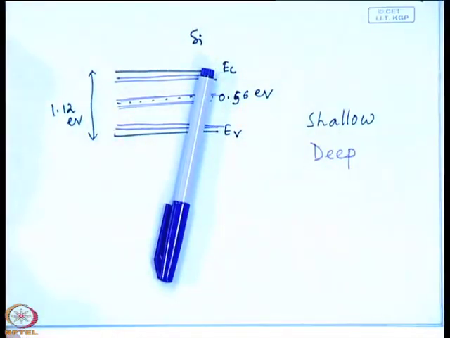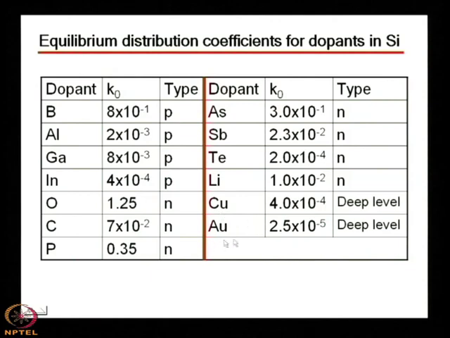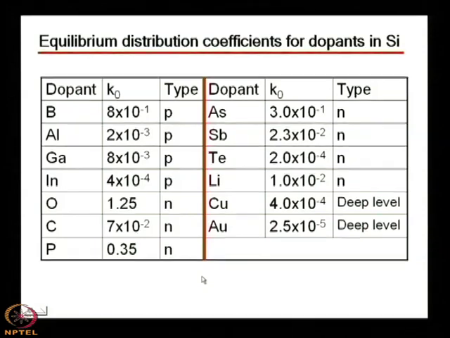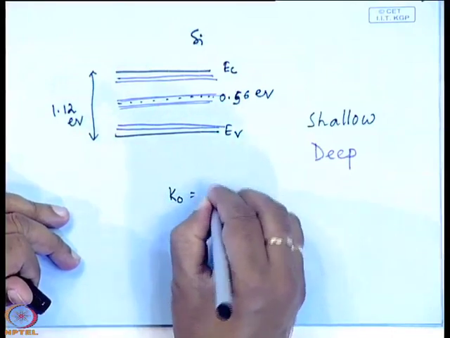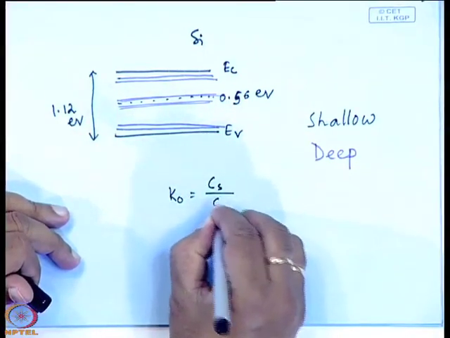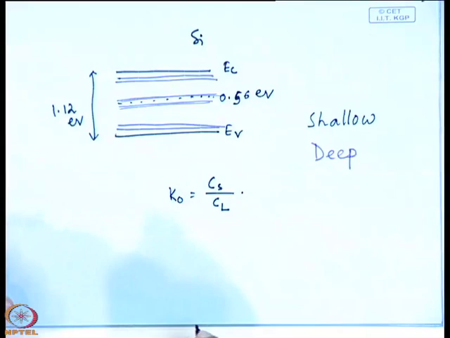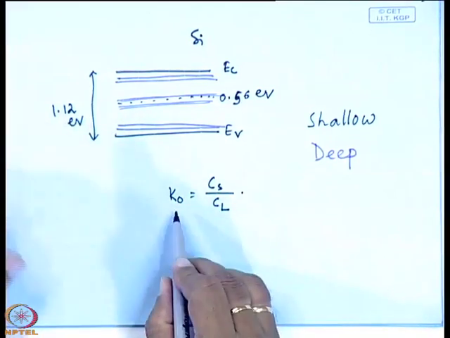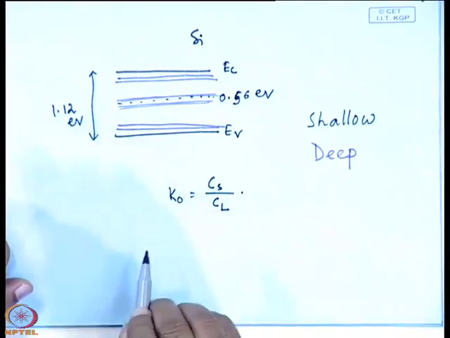Okay, so, you see that for silicon, copper and gold will give rise to deep levels, they will not form either n type or p type conductivity in silicon. Now, this K 0 equals C s by C l is known as the segregation coefficient.